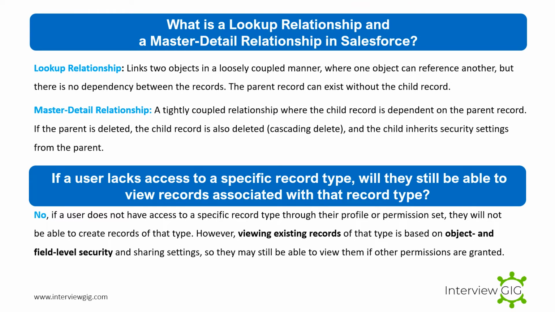If a user lacks access to a specific record type, will they still be able to view records associated with that record type? No, if a user does not have access to a specific record type through their profile or permission set, they will not be able to create records of that type. However, viewing existing records of that type is based on object and field level security and sharing settings, so they may still be able to view them if other permissions are granted.